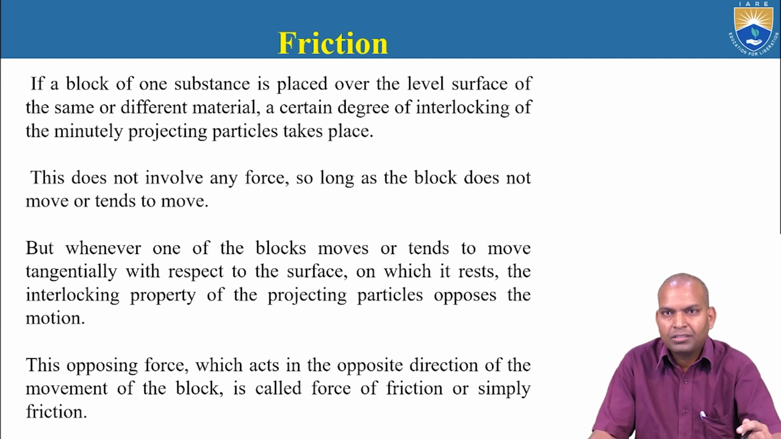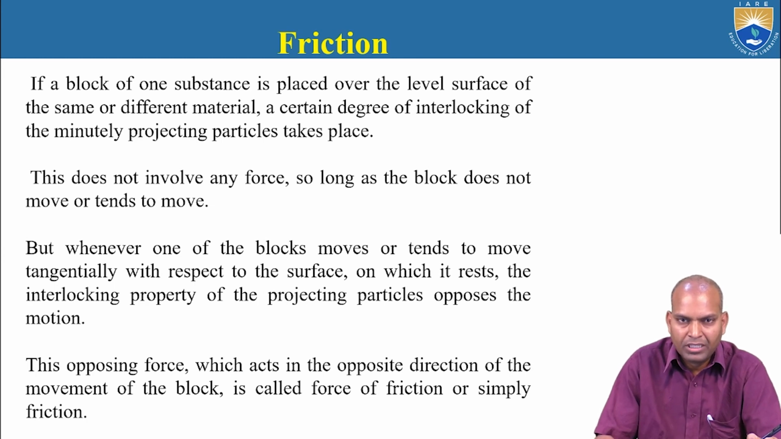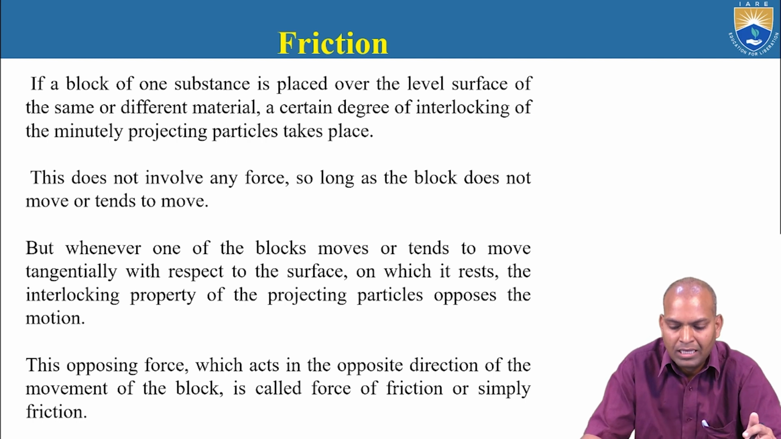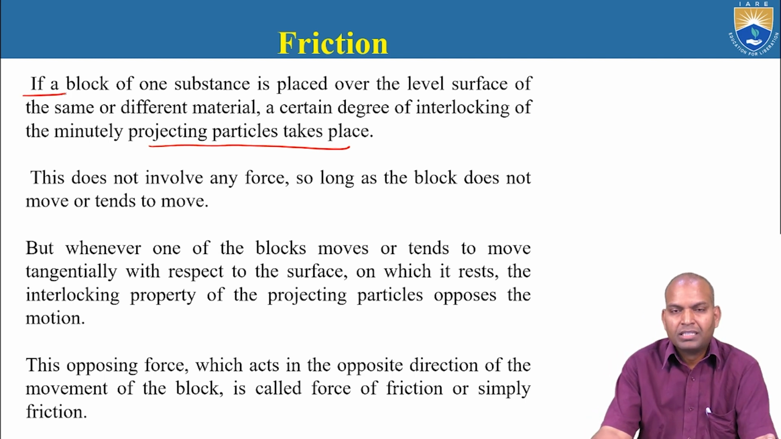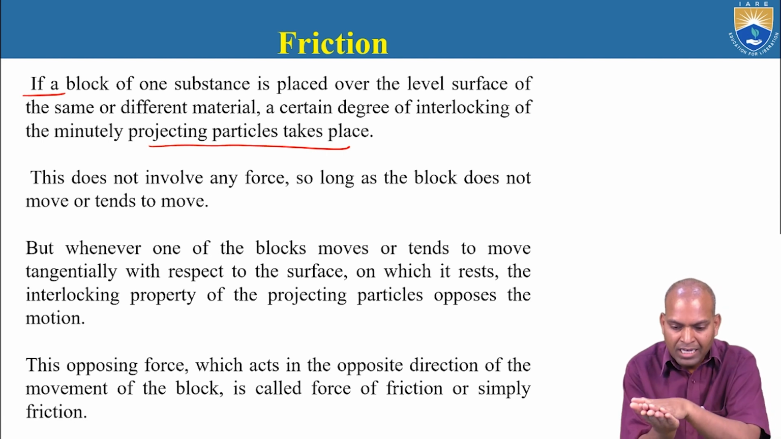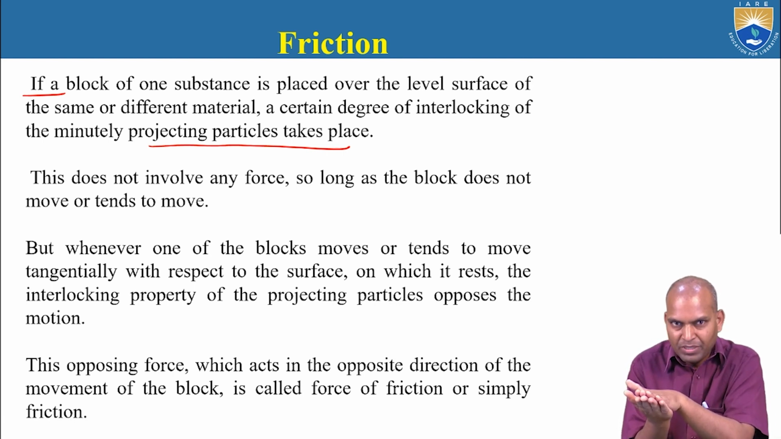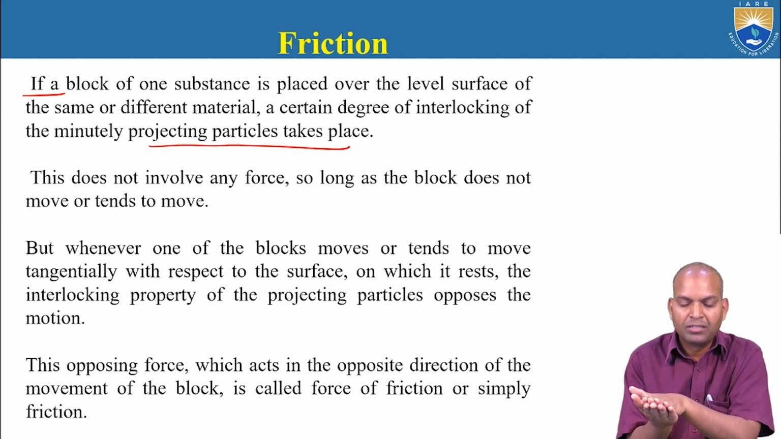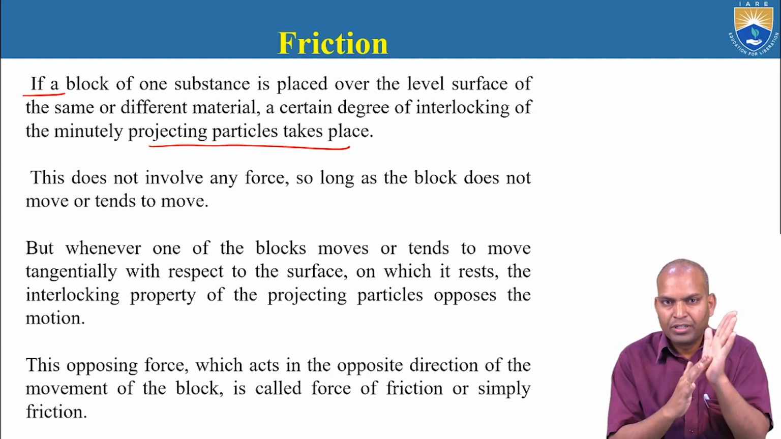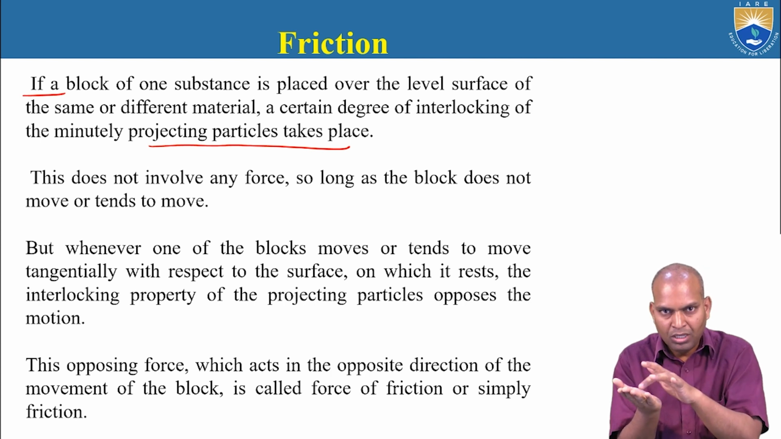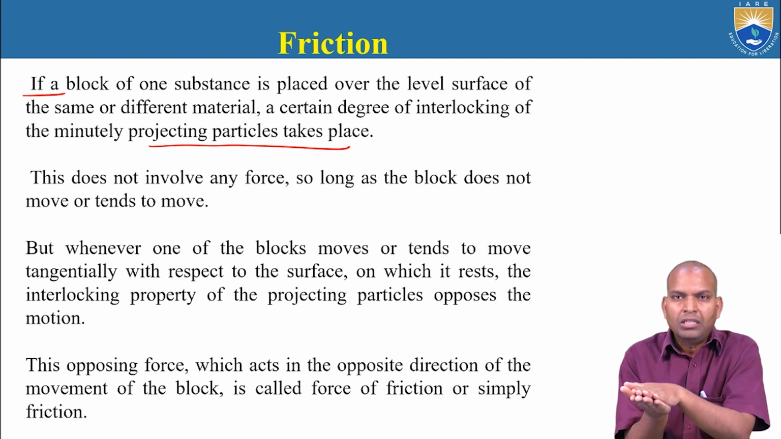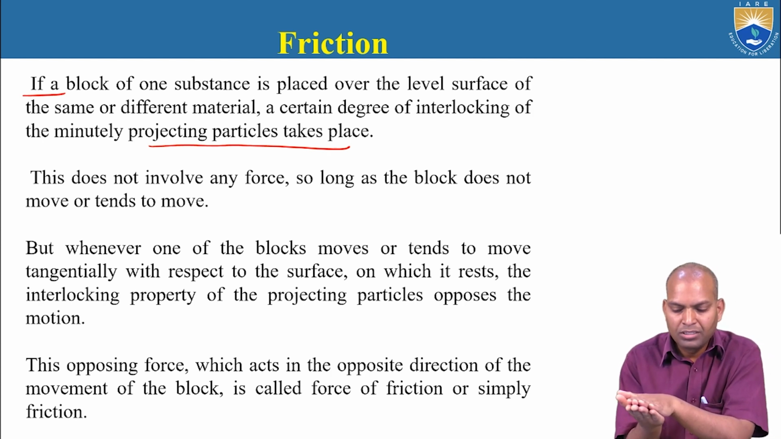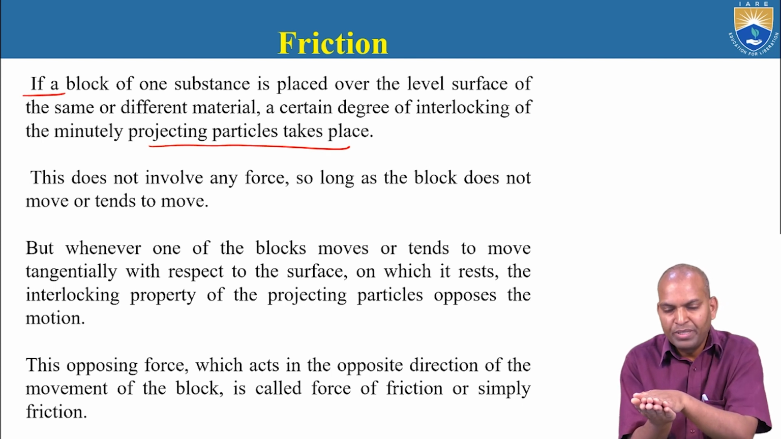Scientifically, it is mentioned that if a block of one substance is placed over the level surface of the same or different material, a certain degree of interlocking of the minutely projecting particles takes place. So the meaning is that if a block of one substance is placed on another, a certain degree of interlocking takes place between these two surfaces. Surface one has minute projections, and surface two also has minute projections, so when you keep one on the other, there will be certain interlocking. Now, this does not involve any force as long as the block does not move or tend to move, so it will be in a stable condition.